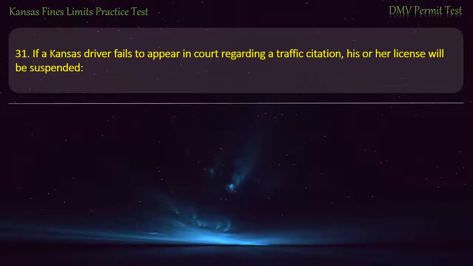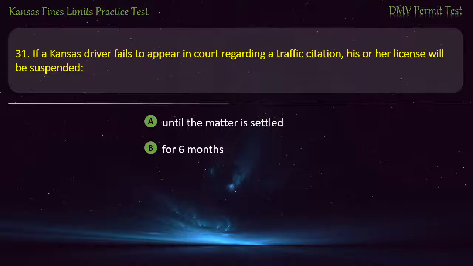Question 31. If a Kansas driver fails to appear in court regarding a traffic citation, his or her license will be suspended until the matter is settled. For 6 months. For 1 year. For 30 days. Answer. Until the matter is settled.